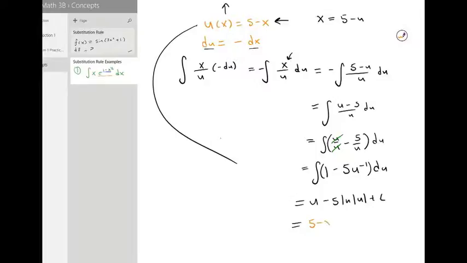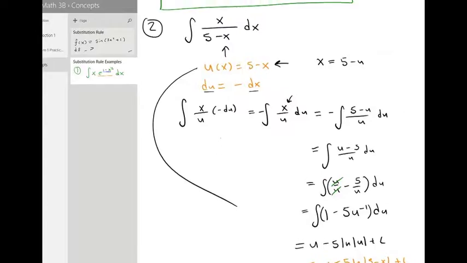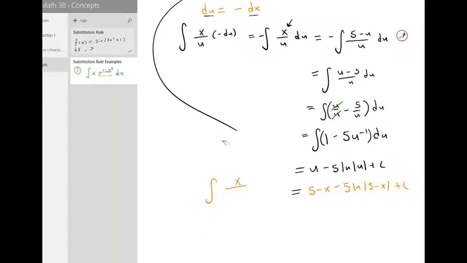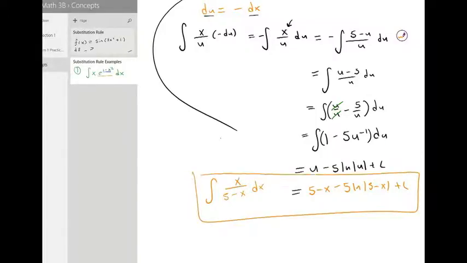So we have 5 minus x minus 5 times ln of 5 minus x plus c. And that is our final answer. So the integral of x over 5 minus x dx equals 5 minus x minus 5 times ln absolute value of 5 minus x plus c.